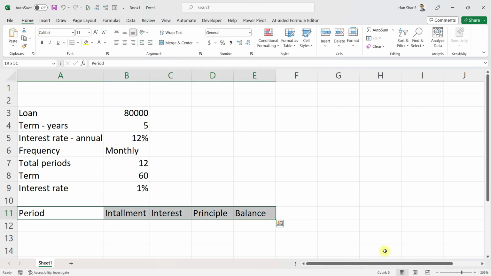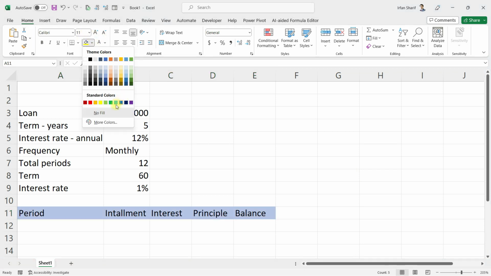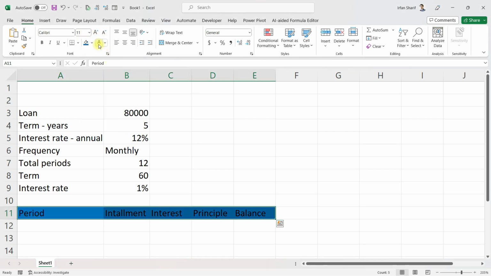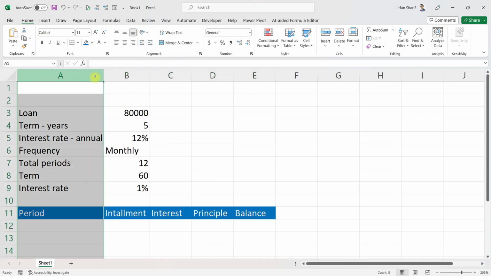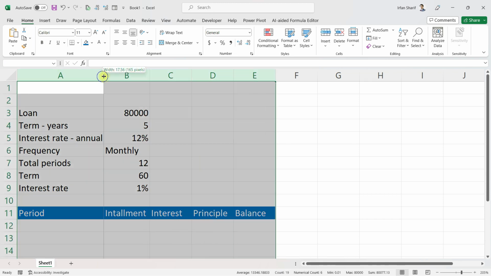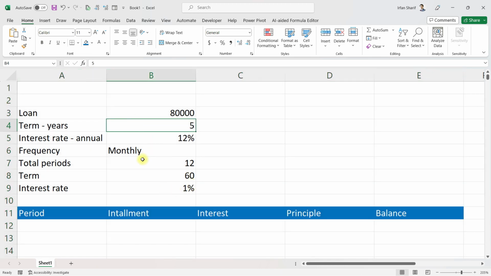So if I just change the color of that to make it a heading style, this should be a little nice, right? So let me also fix a little bit of the alignment. Now after this, let us make a list of all the periods. So let us begin from 0 and then we have to move downwards 1, 2, 3 and 4.